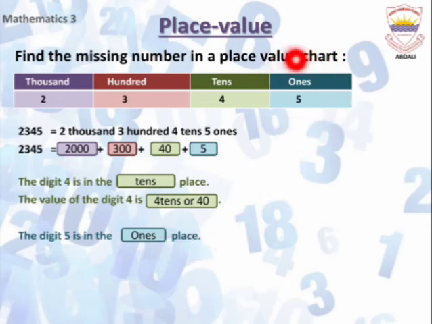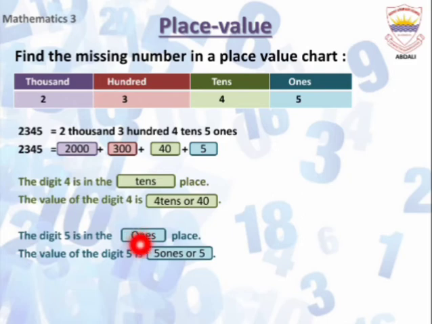The digit 5 is in the ones place. The value of digit 5 is 5 ones or 5.